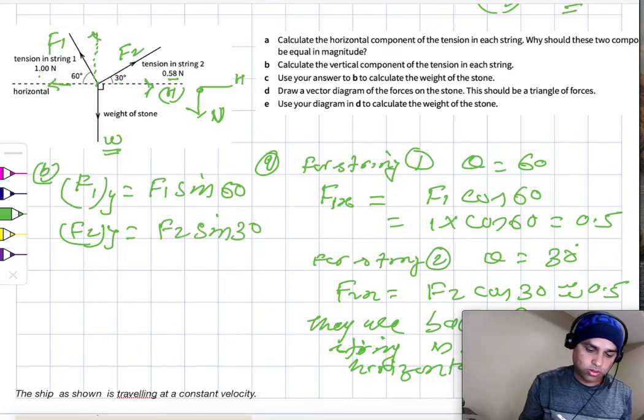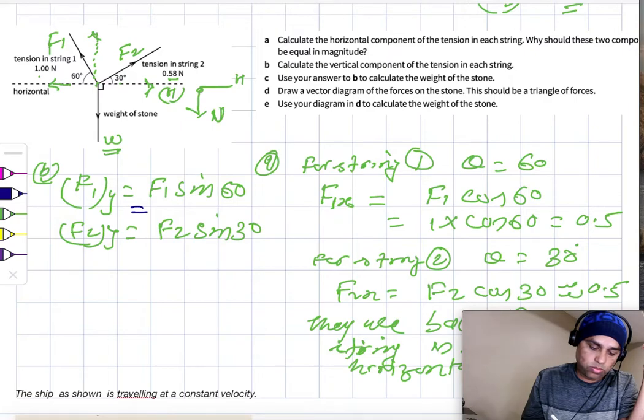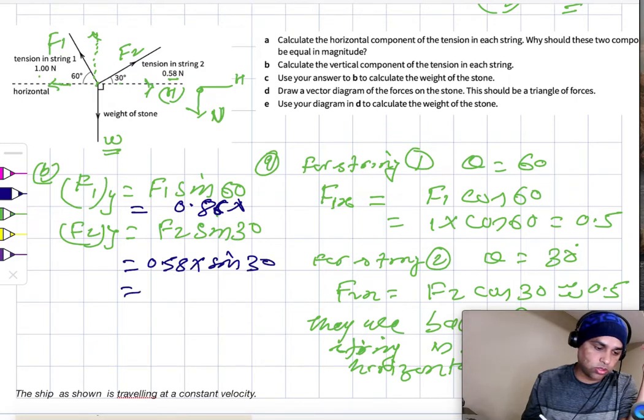So the vertical component of this string equals 0.86 Newton, and now F2y equals 0.58 into sine 30, which is 0.29 Newton.